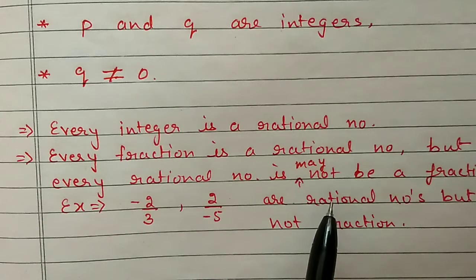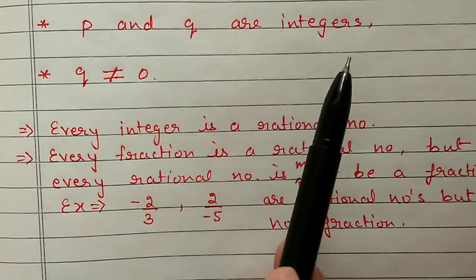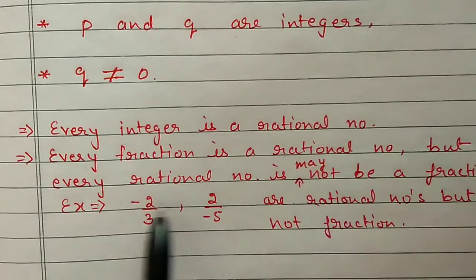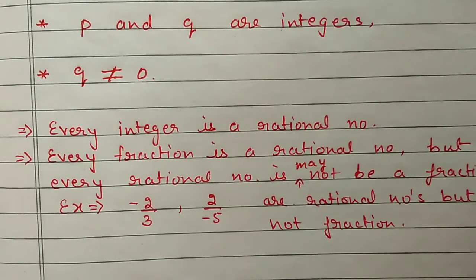And according to the rational number definition, it should be an integer. And we know all the whole numbers come under integers. So these conditions are rational numbers, but these are not fractions.